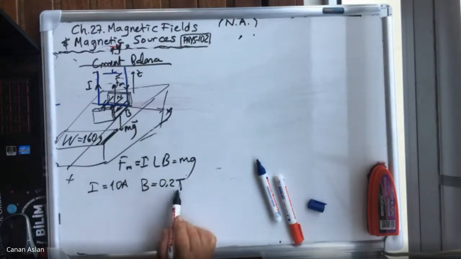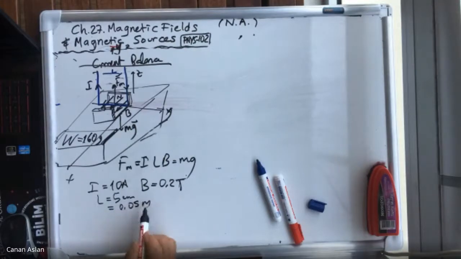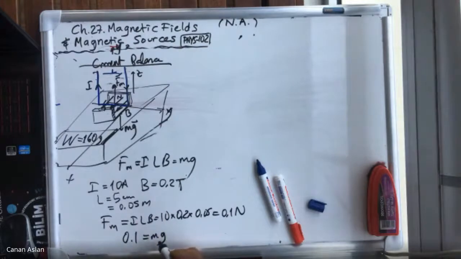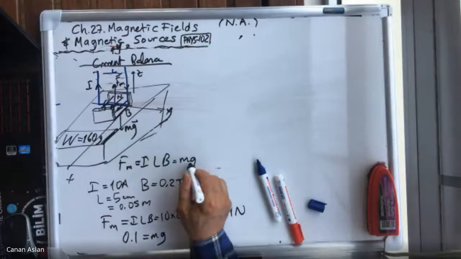Anyway, so the magnetic field is given by this value, and the current is 10 amperes, and let's say that L is 5 centimeters, okay? So 5 centimeters is just 0.05 meters, so the magnetic force is just ILB, and it will be 10 times 0.2 times 0.05, which gives you 0.1 Newton, okay? This force will be created in the upward direction, opposing gravity. This is the force that is created by the magnetic force.